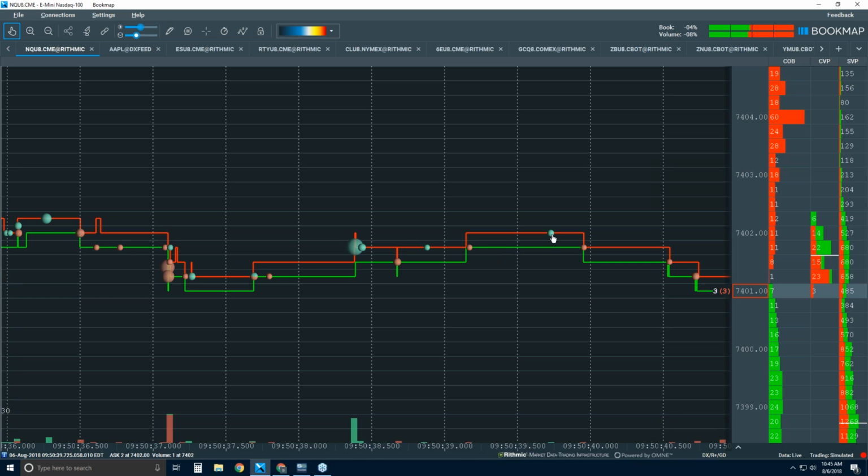Now the green dots are aggressive market buy orders. Someone hit the market buy button, they crossed the spread, and they took liquidity off of the best offer. They didn't provide liquidity, they took it. Okay, red dot is the opposite. They're selling, market sell.